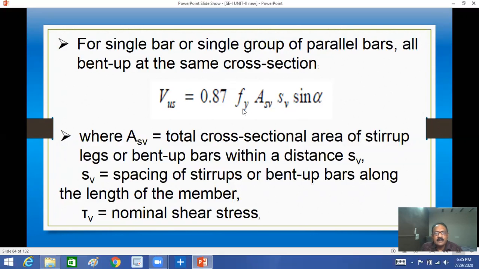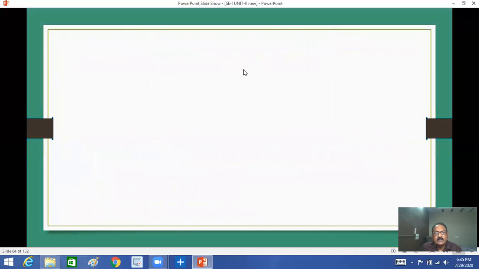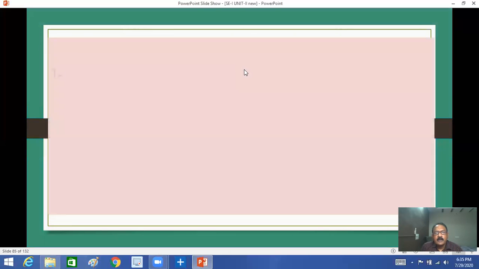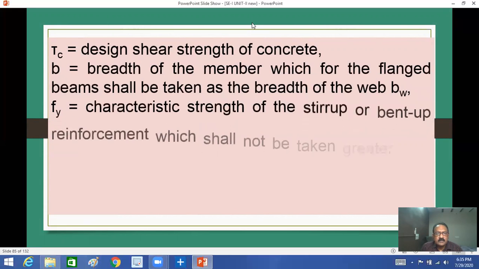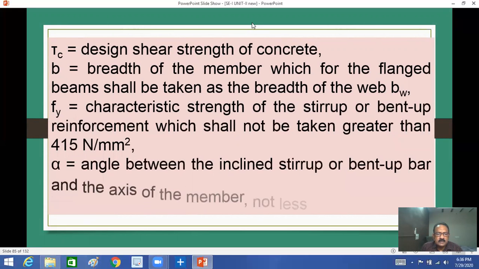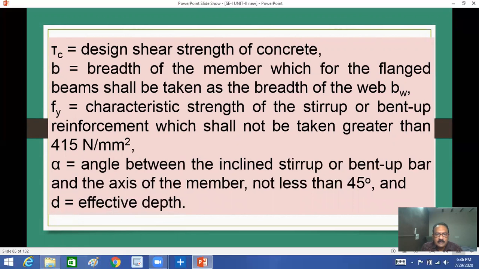The only thing here is Fy Asv into sin alpha, where Asv is the total cross-sectional area of bent-up bars and Sv is the spacing of stirrups. Tau v is the nominal shear. Tau c is the design strength of concrete. Fy is the characteristic strength. Alpha is the angle between inclined stirrups and bent-up bar and the axis of the member, not less than 45 degrees. d is the effective depth.